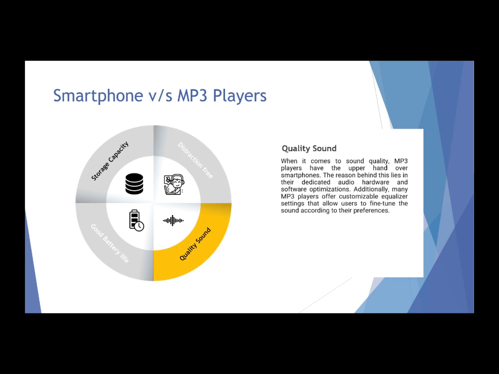And the second one is quality sound. See, an MP3 player is intended to give a better sound experience. So inside the MP3 players, high quality audio decoder circuitry is used. A smartphone can also provide good sound, but not as much as MP3 players, because a smartphone has been made to do some smart works, not only listening to music.